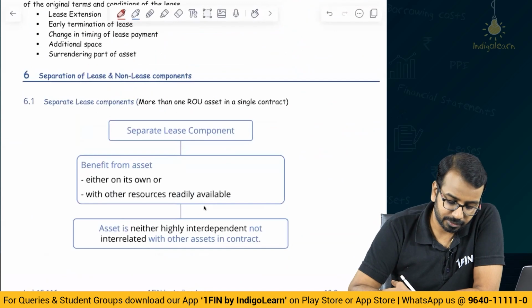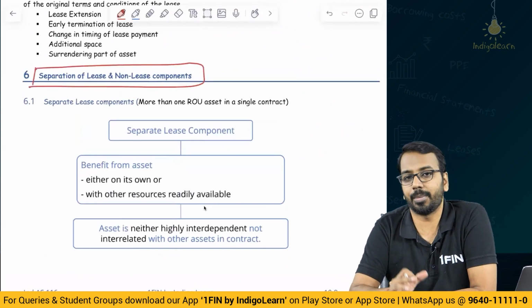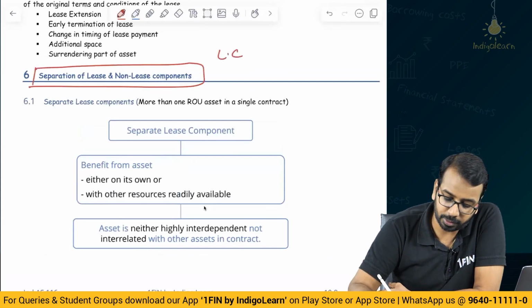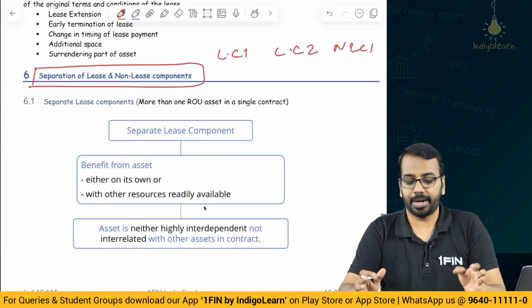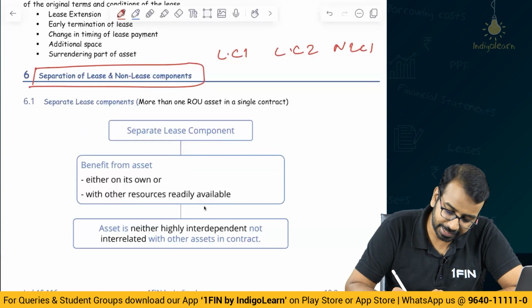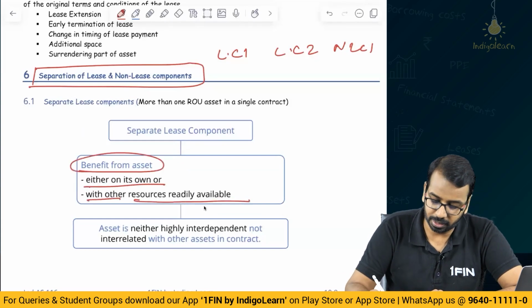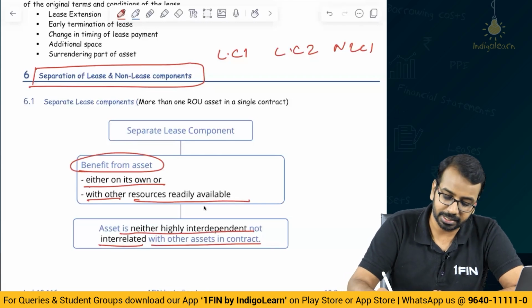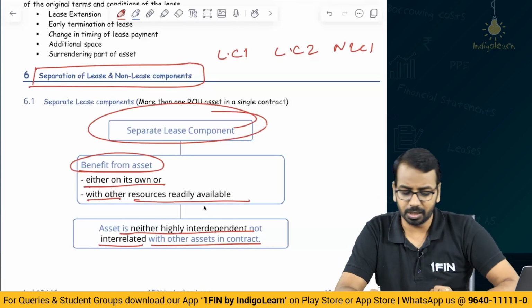The next thing is whether we should account for lease and non-lease components separately, or combine them into a single contract. Now, there can be a case where you have lease component 1, lease component 2, and a non-lease component 1, all bundled into a single contract. If the entity can take the benefit from the asset either on its own or with other resources which are readily available, and the asset is not highly interdependent or interrelated with other assets in the contract, then you will do the separation. This is applicable for lease components as well as non-lease components.